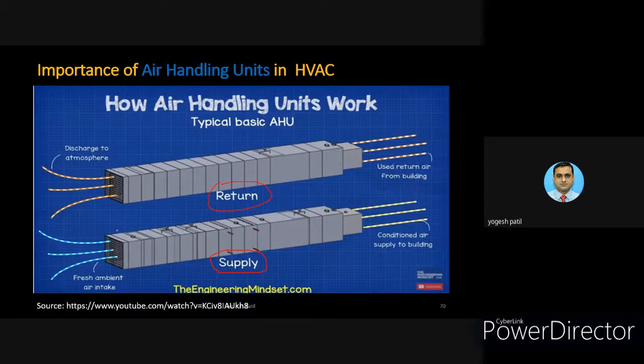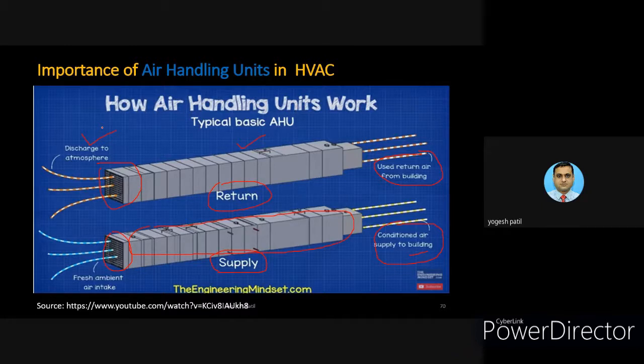You can see that at the beginning of this supply part, the external atmospheric ambient air is taken in, and this is the conditioned air supplied to the building. The processing takes place in between, in this particular unit over here, and then that air gets supplied to the building. The used return air from the building is taken by the second section of this air handling unit, that is the return section, and it gets exhausted, or discharged, to the atmosphere. So this is a very simple diagram of this air handler unit.